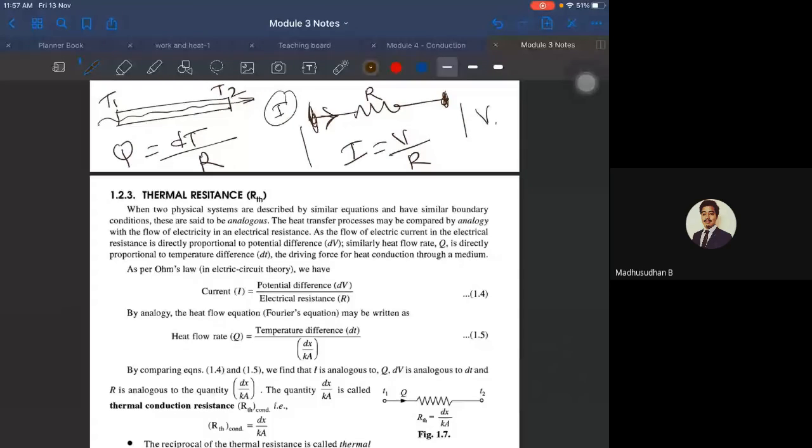Okay, so where was I? I is the amount of current which is flowing, and I am making a similar analogy with respect to heat transfer. Here I take Q to be the amount of heat flowing. V is the potential difference at the ends, so here I take the temperature difference dT. And R is the resistance offered for the flow of current, and here I take R to be the resistance offered for the flow of heat.